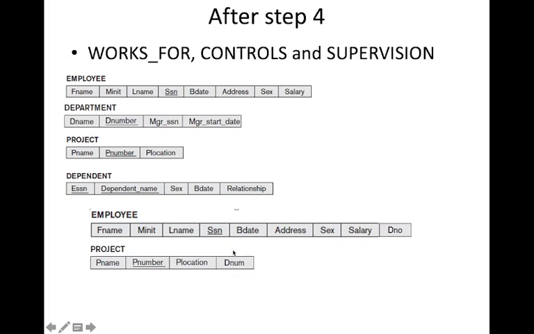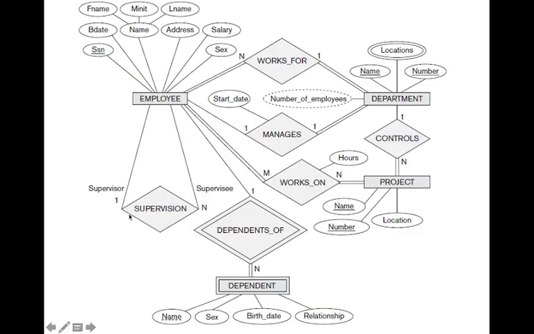So this D number is the foreign key of this table, and this is the primary key of this table. Now we have one more 1 is to N relationship, that is the supervision. So what should be done with the supervision? Supervision is a recursive relationship, from employee to employee. So it is a 1 is to N relationship.